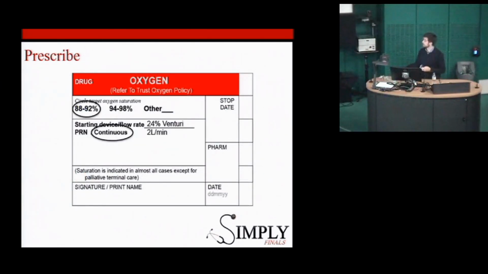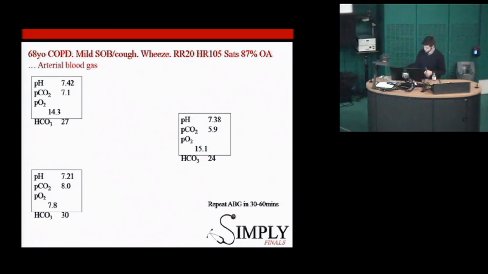Again, prescribe it: 88 to 92, continuous, and you've now said it should be 2 litres because of this Venturi. Squiggle, sign, date. Bear with the wonkiness, but this is our patient you've now put on a Venturi and you've done an ABG. These are the three options. This is one option for her ABG, this is the second option, this is the third option. For each option, what would you do in terms of her oxygen?